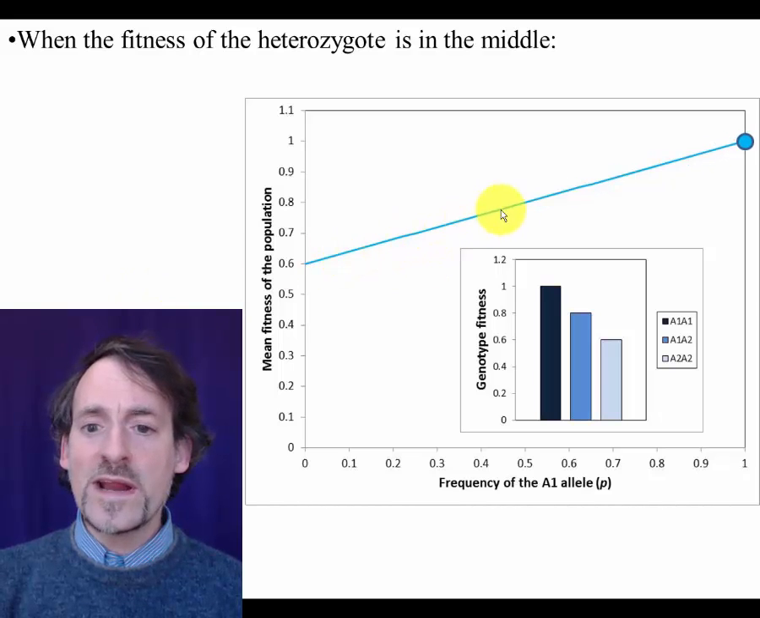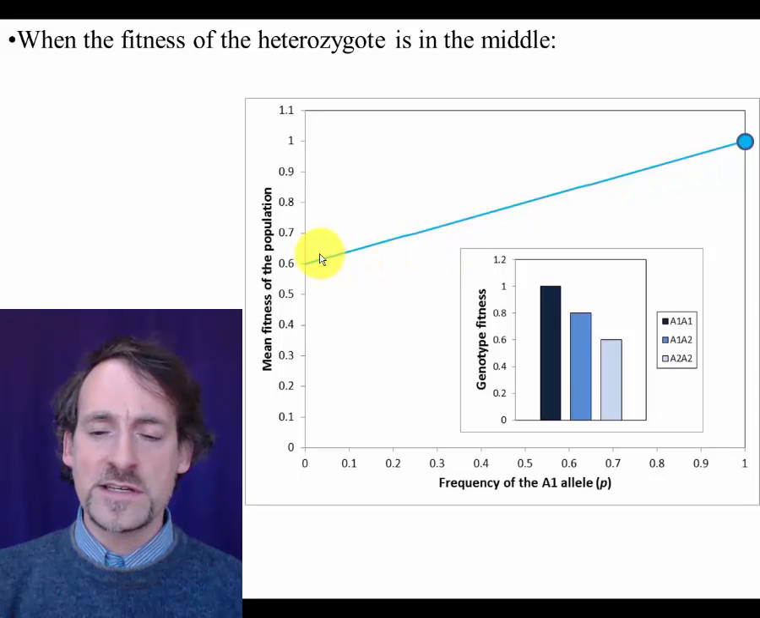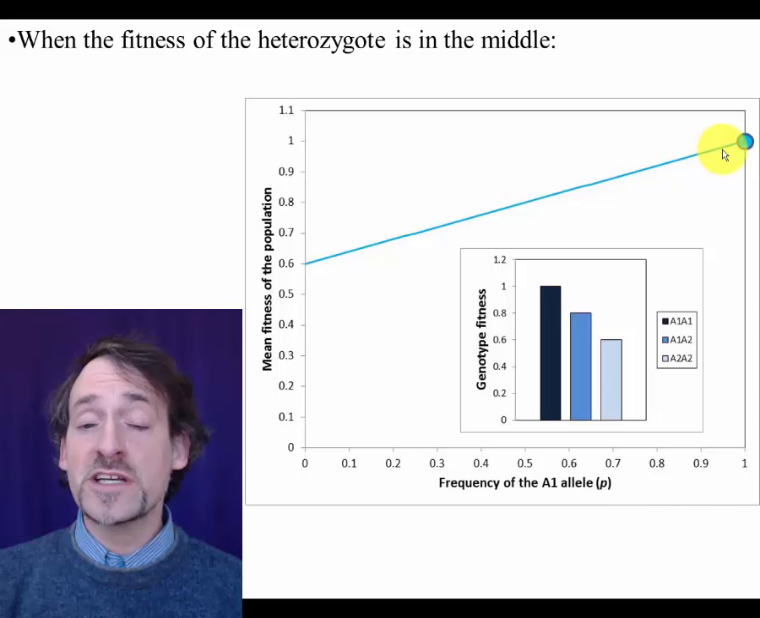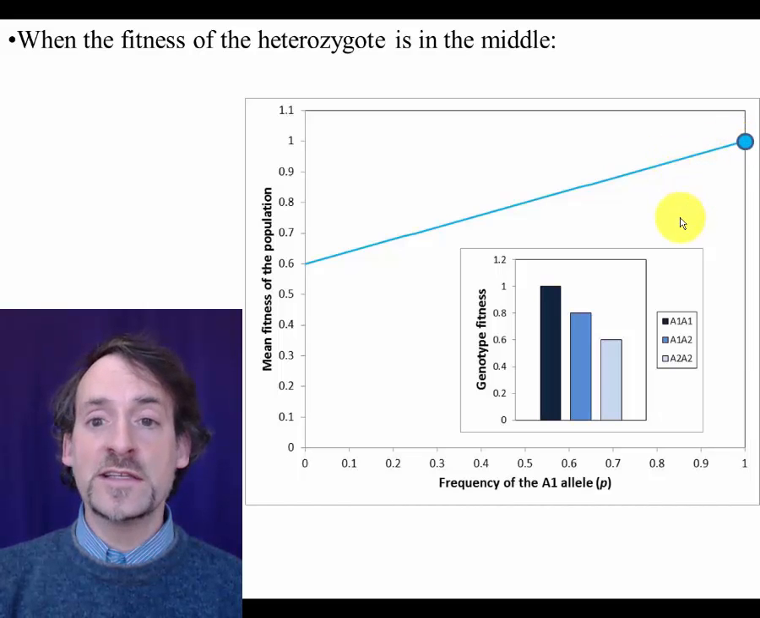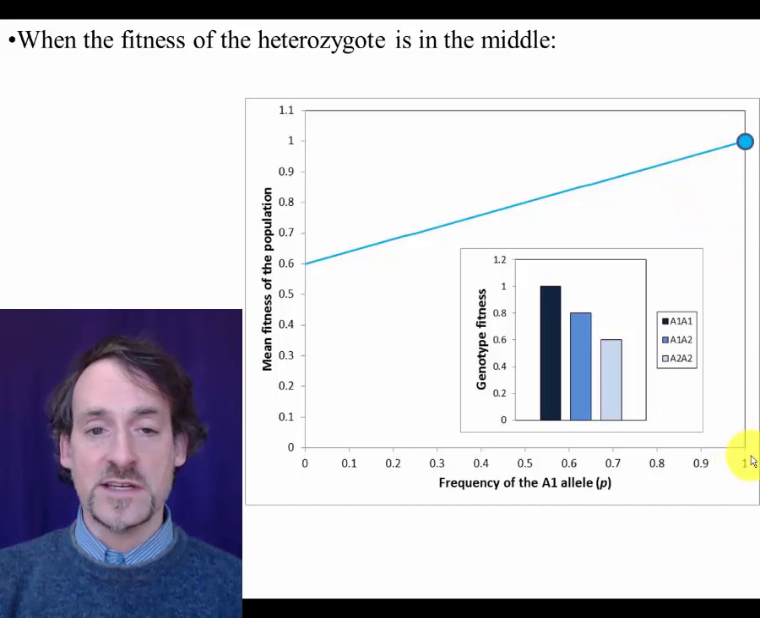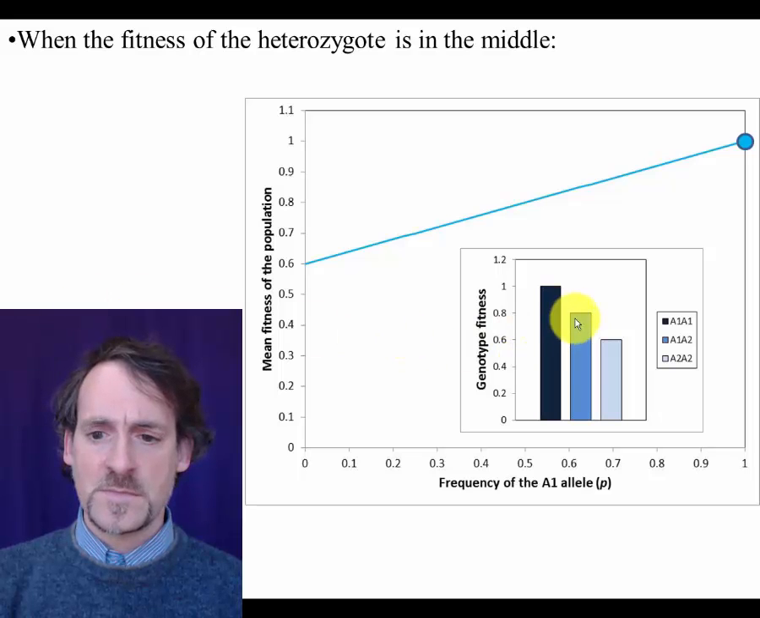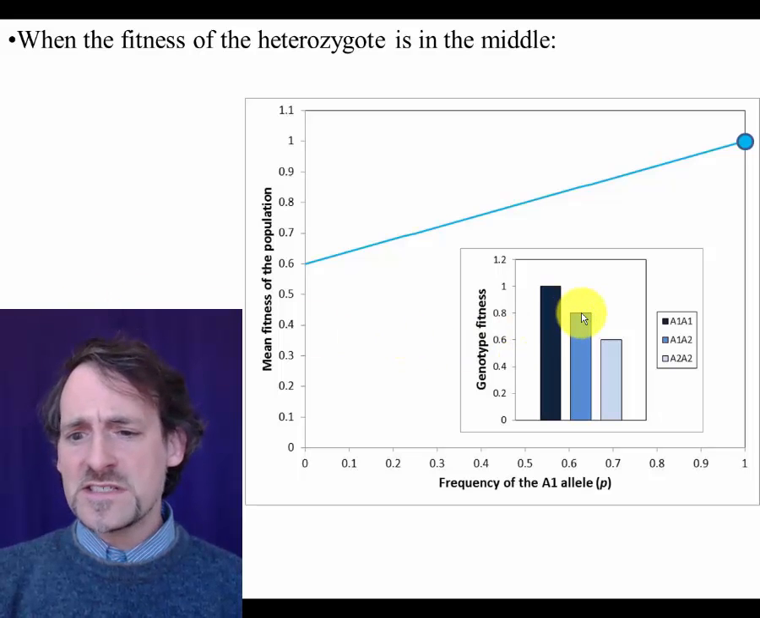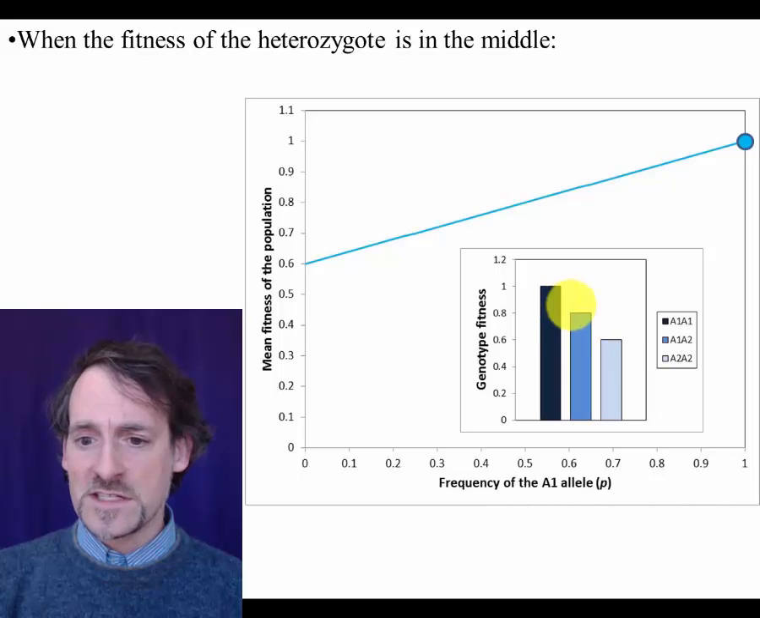And no matter where the frequency of the A1 allele is, natural selection is going to keep pushing it higher and higher and higher until finally it drives the A2 allele extinct. Now, one thing I want you to notice is it doesn't really matter what the fitness of the heterozygote is as long as it's between here and here.